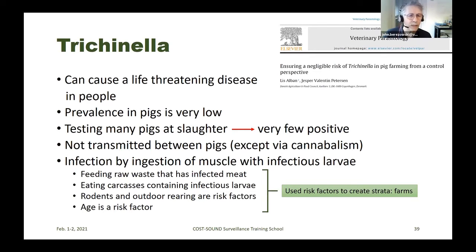It's not transmitted between pigs except via cannibalism, and feeding raw waste that has infected meat is a risk factor. Eating carcasses containing infectious larvae is a risk factor. Rodents and outdoor rearing of pigs are risk factors because rodents can be infected, and age is a risk factor. So the older the pigs are, the higher is their probability of being infected. These were used as risk factors to create strata for the farms.